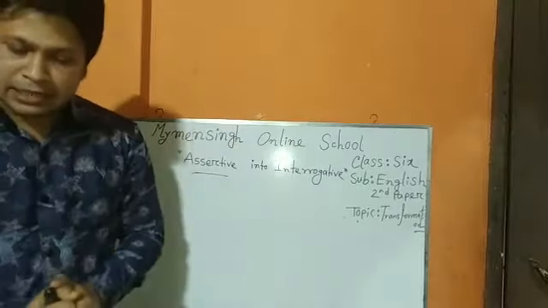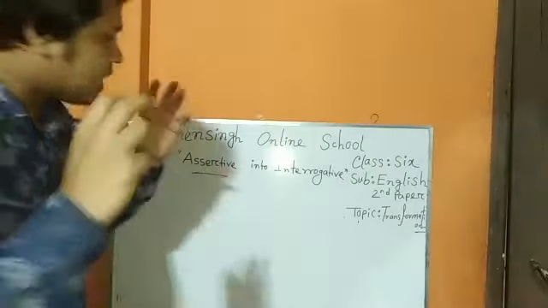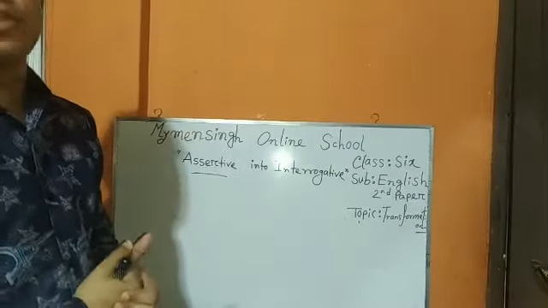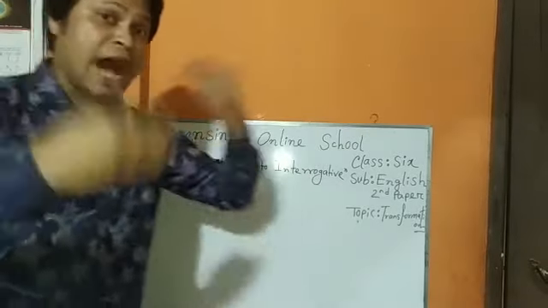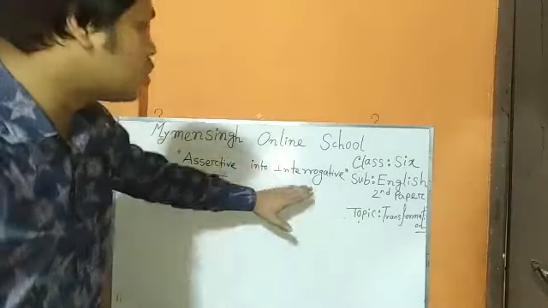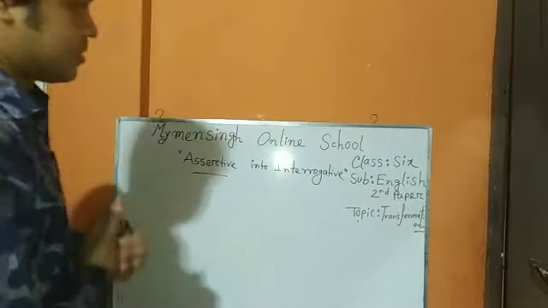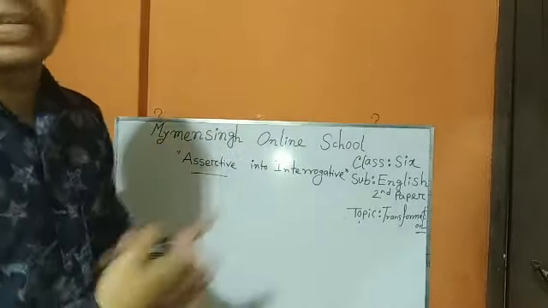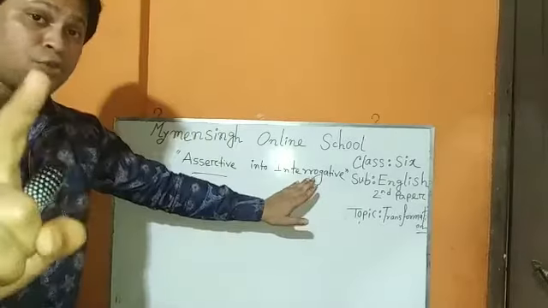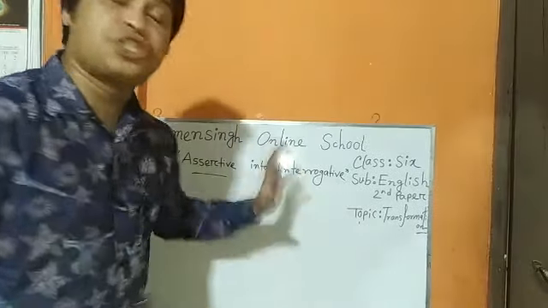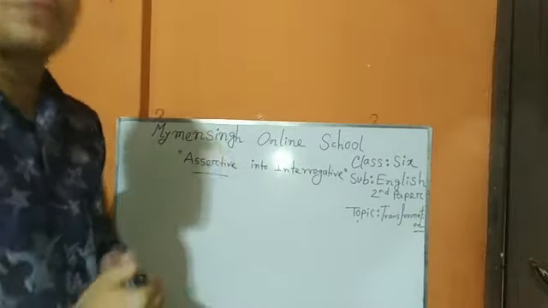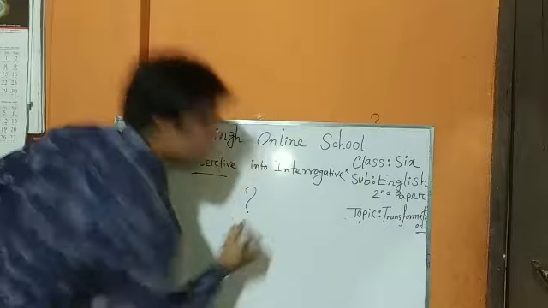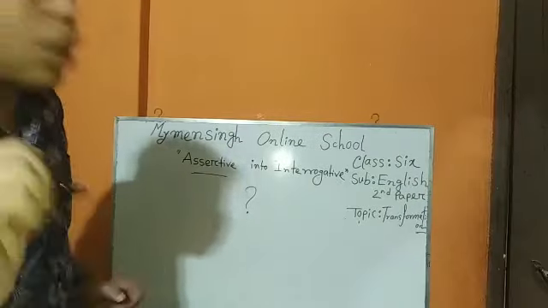What is an interrogative sentence? An interrogative sentence is a sentence which we use to ask something of someone. That means when we ask something of someone, we use this type of sentence. An interrogative sentence is also a questioning sentence. And you have to remember that at the end of an interrogative question, you have to use a punctuation mark, the sign of interrogation.